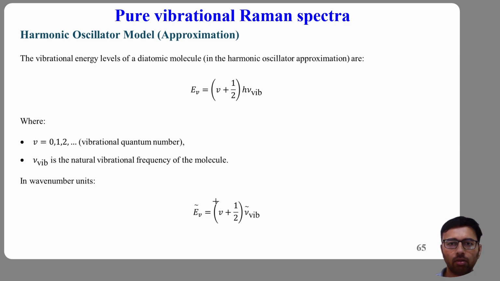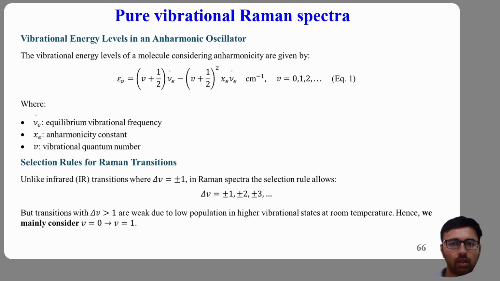However, real molecules are not perfectly harmonic. Real molecular bonds eventually weaken and dissociate. Therefore, real molecules behave as anharmonic oscillators. So when we include anharmonicity, the selection rules expand. In infrared spectroscopy, the strongest transition is usually delta nu equals plus or minus 1. But Raman spectroscopy allows delta nu equals plus or minus 1, plus or minus 2, plus or minus 3, and so on. These additional transitions produce overtones and higher order Raman bands.